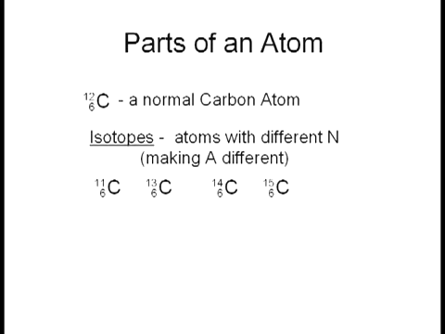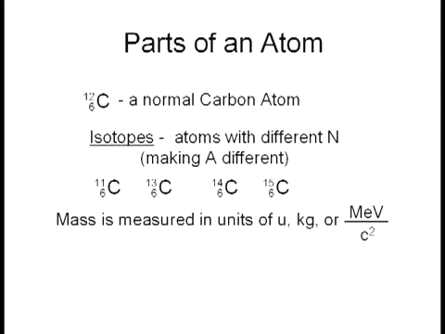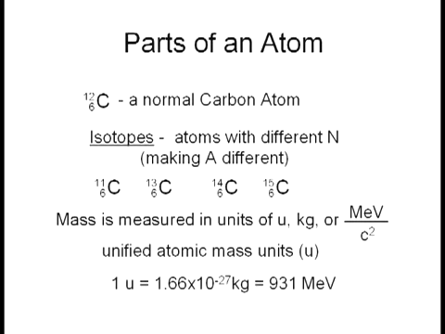So here are 4 isotopes of carbon, and our mass is measured in 3 different units: u, kilograms, or MeV divided by c squared. u stands for unified atomic mass units, and this conversion is on your AP formula sheet. You'll be using it quite often in this chapter. 1 u is 1.66 times 10 to the minus 27 kilograms, which is 931 MeV.